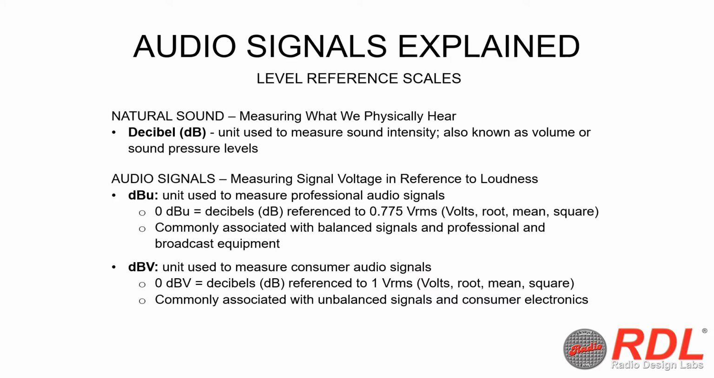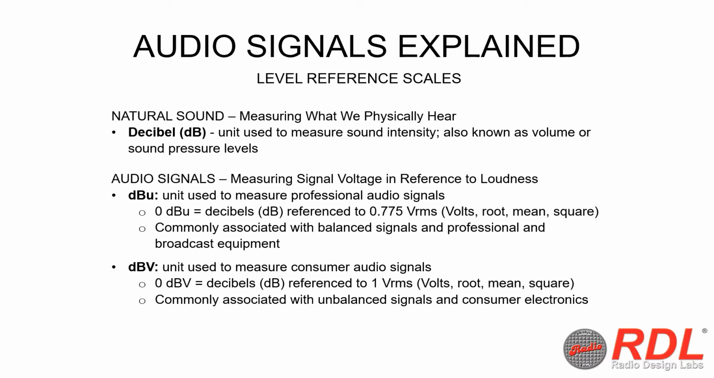Although it's not an exact match to the decibel scale, analog audio signal levels are measured in units using decibels referenced to the signal's voltage. The two most common reference scales are dBu and dBV. These scales reference a different voltage level for the respective zero levels. The dBu scale uses a reference voltage of 0.775 VRMS, whereas the dBV scale uses a reference voltage of 1 VRMS for a zero level.